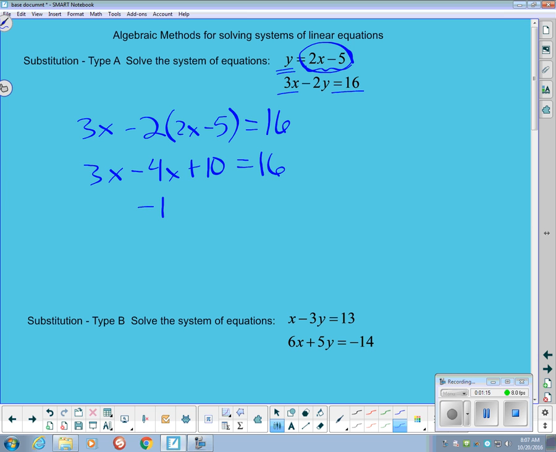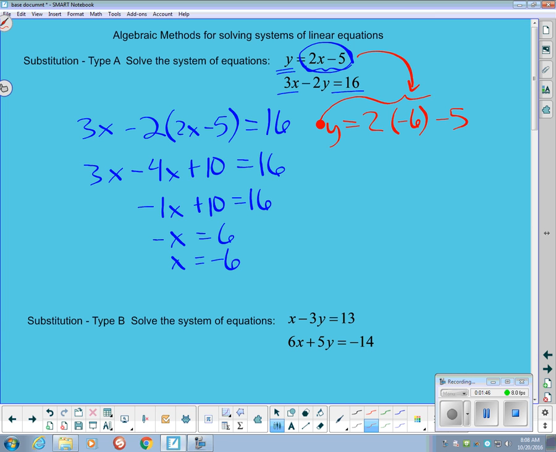Gives us a negative 1x plus 10 is equal to 16. So negative x is equal to 6. And x is negative 6, which is part of what we need, but we also need a y. The good news is we have that original first equation that said y is equal to 2 times whatever x is, minus 5, and we now know that x is negative 6, to complete that first equation. All right, this is this equation with an x value substituted in, so that gives us a negative 12 minus 5, which is negative 17.